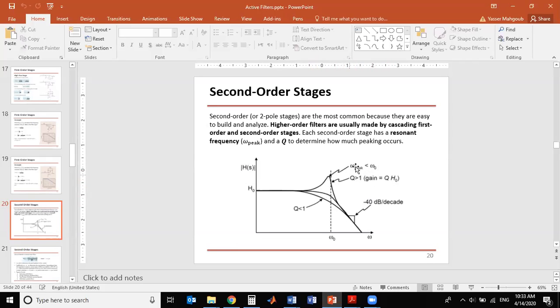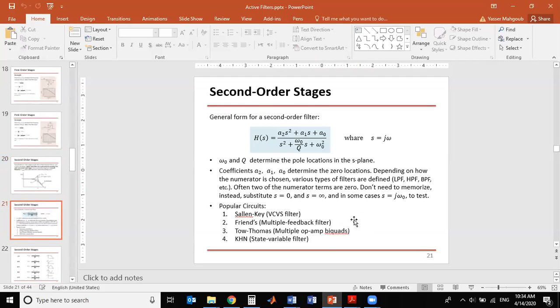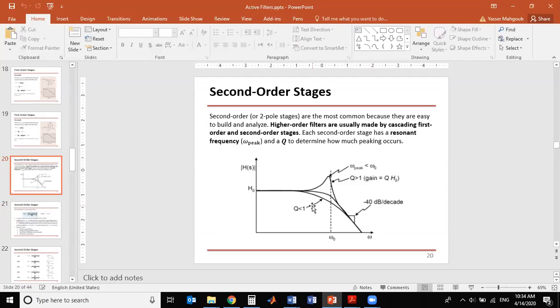The frequency of the peak is not exactly at the corner frequency, it's a little bit to the left, depending on how high this peak is. If the peak is very high, then omega 0 and omega peak, or sometimes omega resonance, will be almost the same. But if Q is not that high, there will be a slight shift between omega peak or omega resonance and omega 0. And as we mentioned before, the second order Butterworth has a Q of 1 over square root of 2, so it's 0.707, okay?